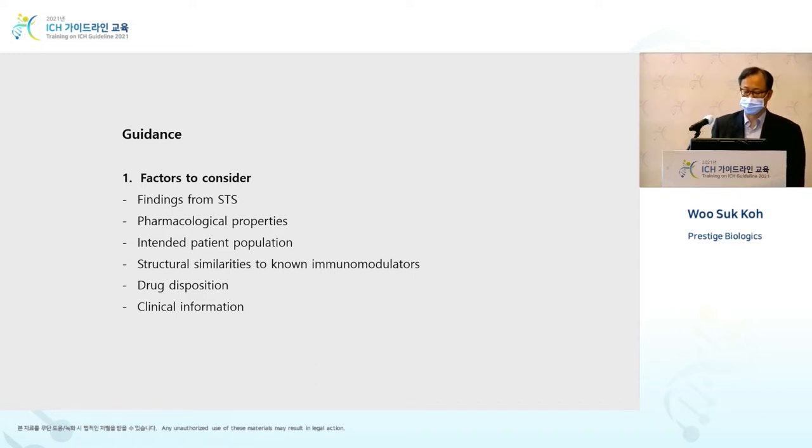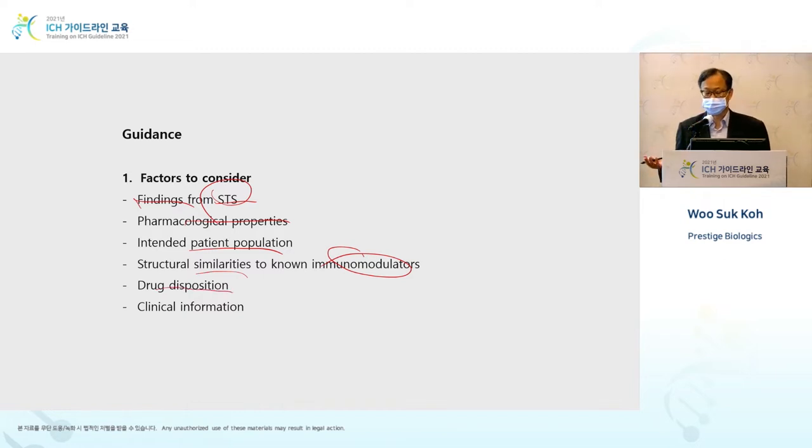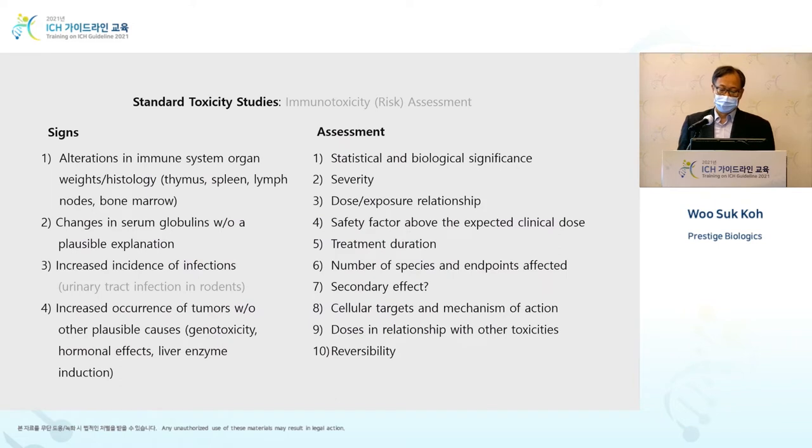The ICH S8 guideline talks about factors to consider. First, findings from the standard toxicity program. What are the results? Second, pharmacological properties, mode of action, and other pharmacological properties. Third, who is the intended patient population? Fourth, structural similarities to known immunomodulators. Fifth, drug disposition. How is the drug moving, where does it get stuck? And sixth, clinical information. Accumulated clinical data can be this clinical information.